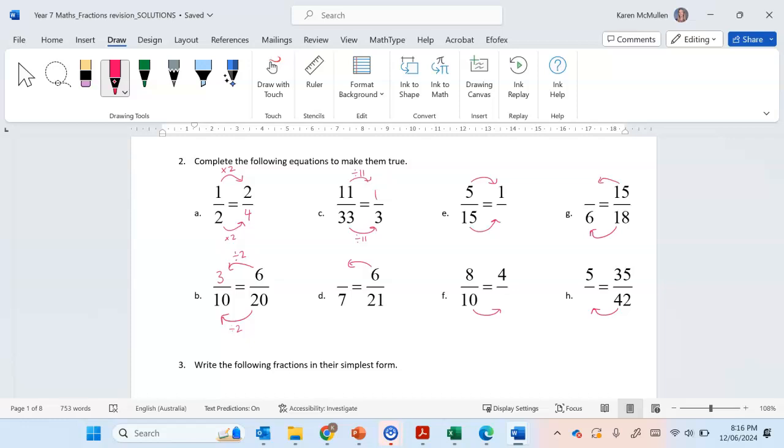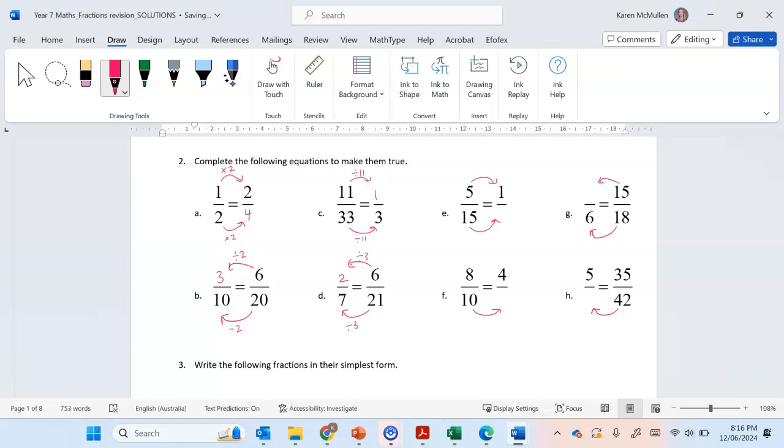All right, let's have a look at D. I didn't add the arrow, so let's put it there. What did I do to get from 21 to 7? I've got to divide by 3, and I've got to do the same to the top. So 6 over 21 is the same as 2/7.